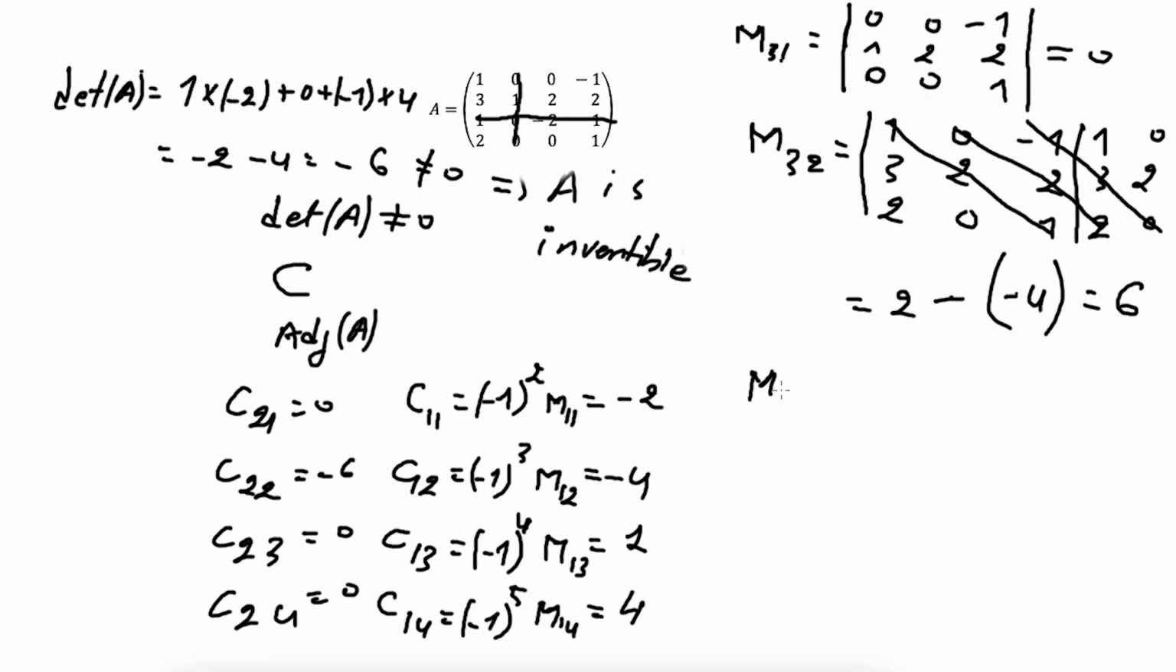And M33, which is this element here, minus 2, so let me write this here. It is equals the remaining matrix, so here 1, 3, 2, and 0, 1, 0, and minus 2, minus 1, 2, 1.